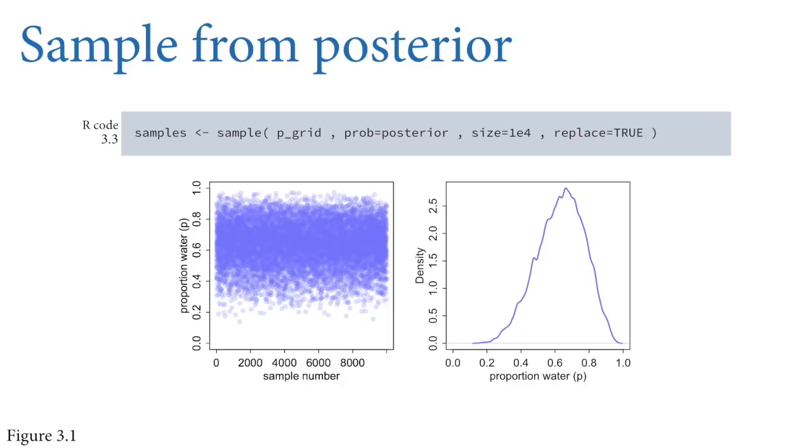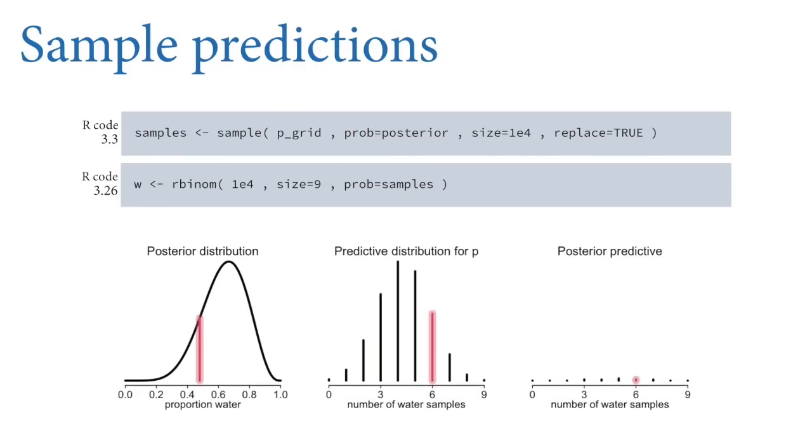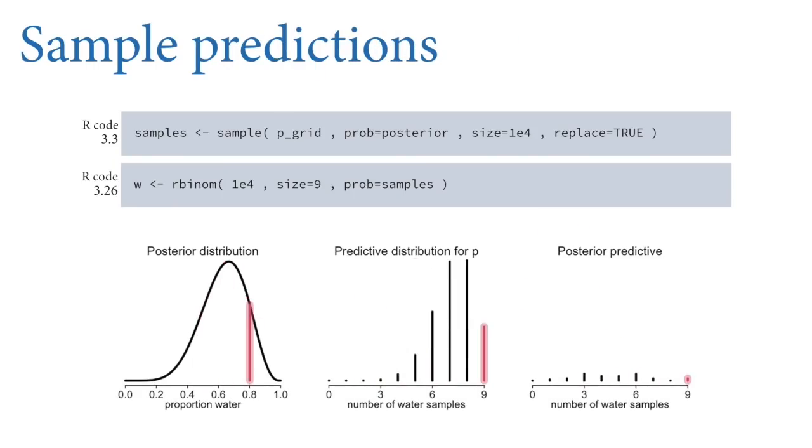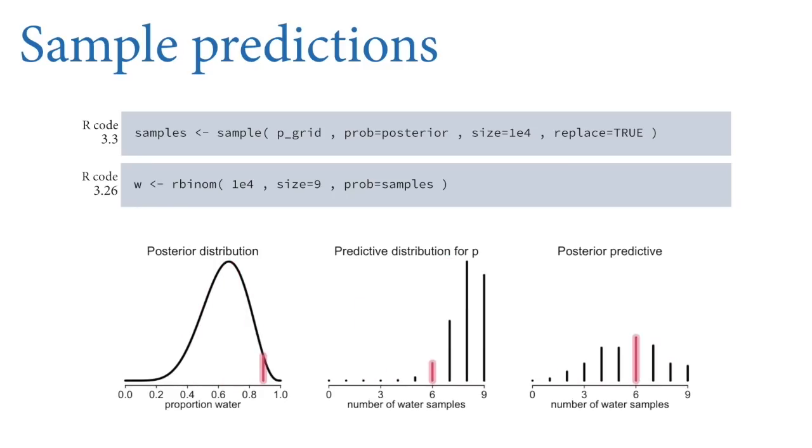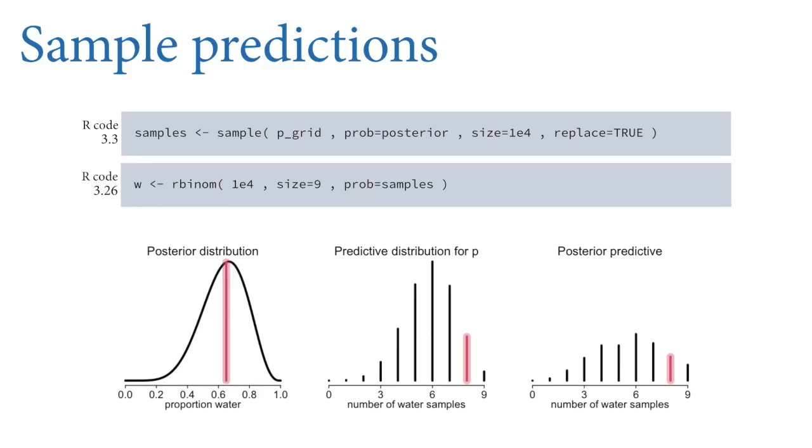We've just taken samples from a curve we already knew. What's useful now is that it's trivially easy to compute the posterior predictions with one additional line. So with this whole animated graph, now with R code 3.26, we just take random binomial samples. We're going to collect them in a vector called W. W is going to be a vector of random binomial samples, 10,000 of them. Size equals 9 means 9 tosses of the globe. And the probabilities on each of those tosses come from the samples. So there's 10,000 different probabilities, and each of them is used once.